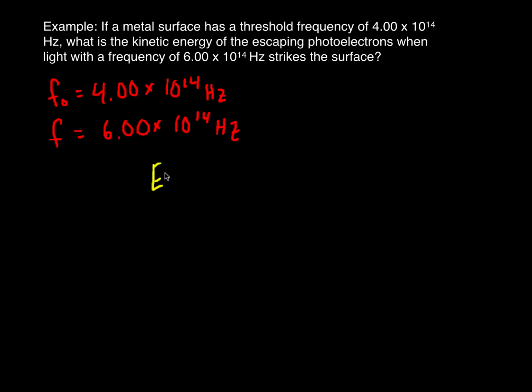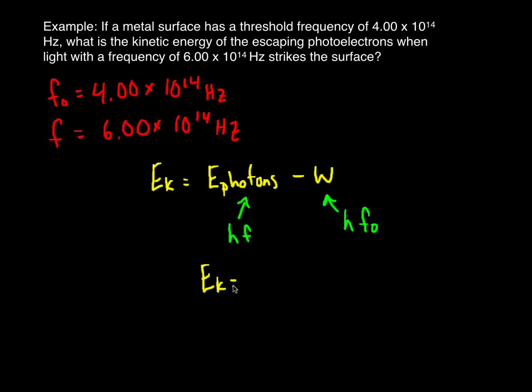Einstein's formula tells us that the kinetic energy of the escaping electrons is equal to the photon energy minus the work function. The energy of the photon given by Planck's formula is hf. The work function is hf naught, or h times the threshold frequency. So Ek equals hf minus hf naught. And since h appears in both terms, we can factor it out: h times f minus f naught.